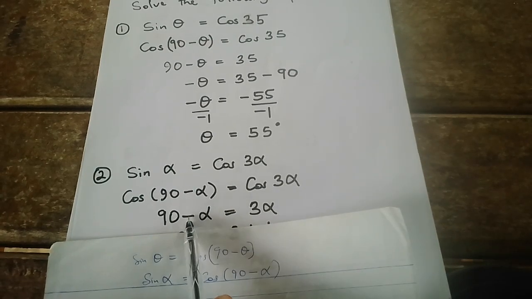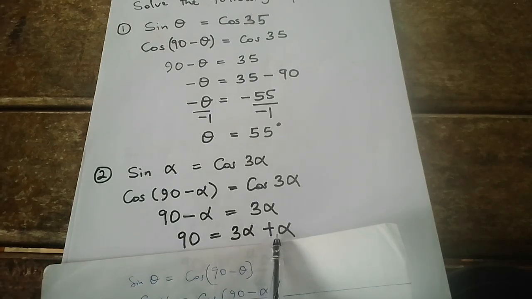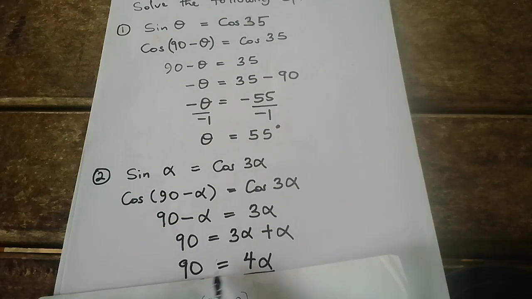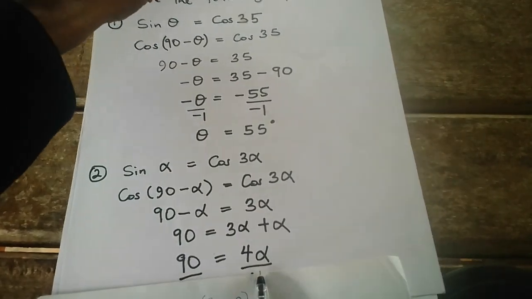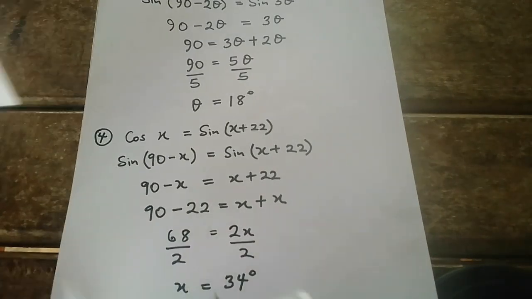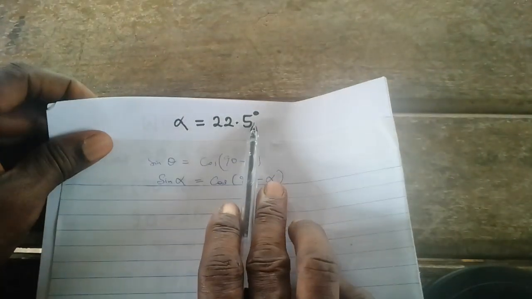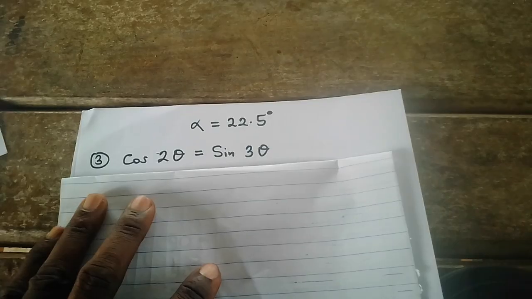So now we can bring this minus alpha to the other side. When this minus alpha crosses the equality sign, it is going to turn positive. So that means you have 90 equal to 3 alpha plus alpha. So 90 is equal to 3 alpha plus alpha, which is equal to 4 alpha. Now, if you divide both sides by 4, our alpha will give you 22.5 degrees.